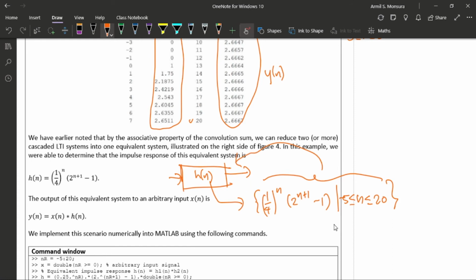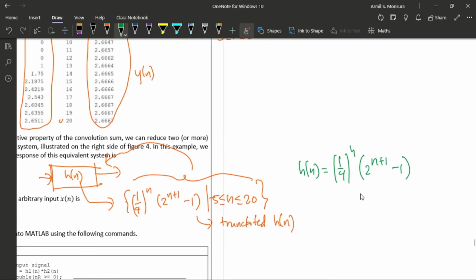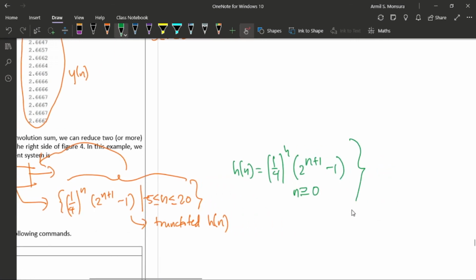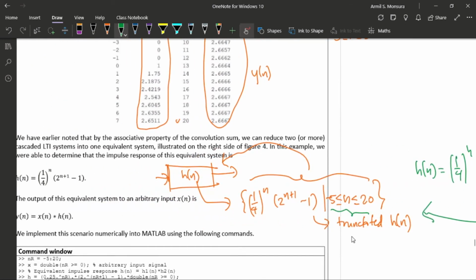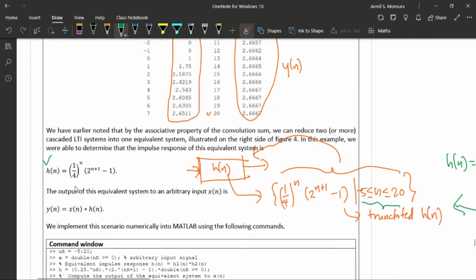Again, this is the truncated h of n, as opposed to the original h of n of 1/4 raised to n multiplied to 2 raised to n plus 1 minus 1, in which your h of n will be computed for n greater than or equal to 0. Now, this h of n originally is an infinite duration sequence. The number of terms of this sequence is infinite. But then again, para magamit natin siya sa loob ng MATLAB, itatrancate ulit natin siya by limiting the interval of your n, and then computing for the sample values of h of n.